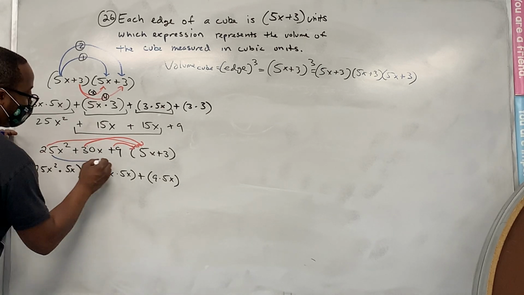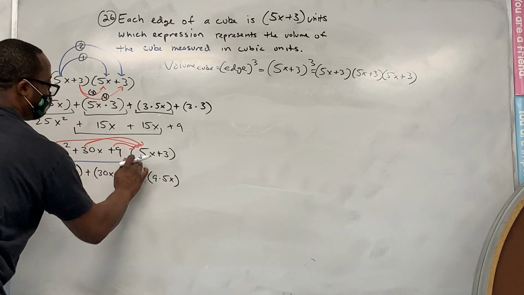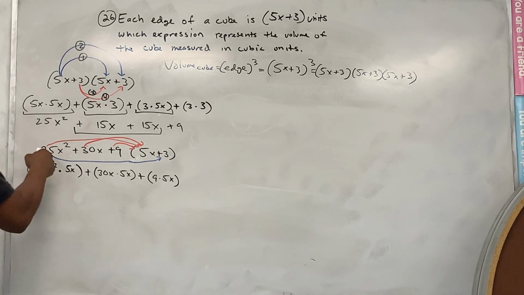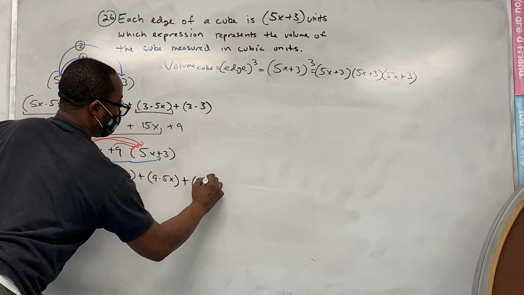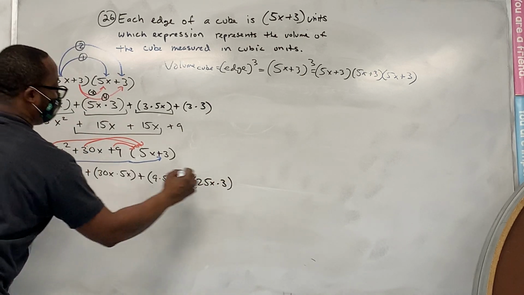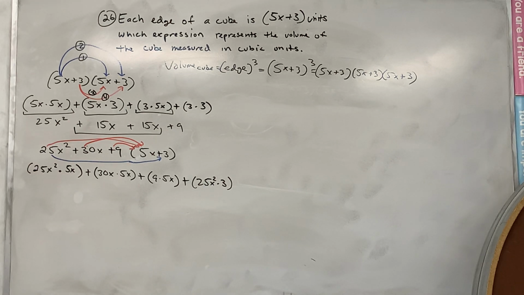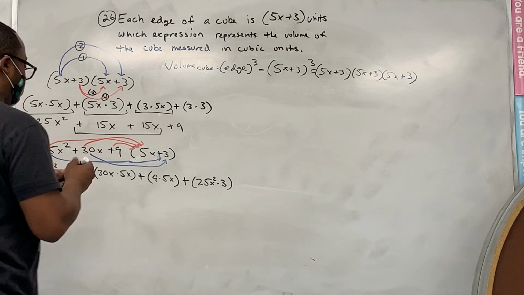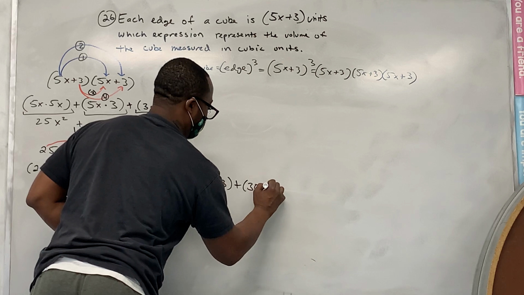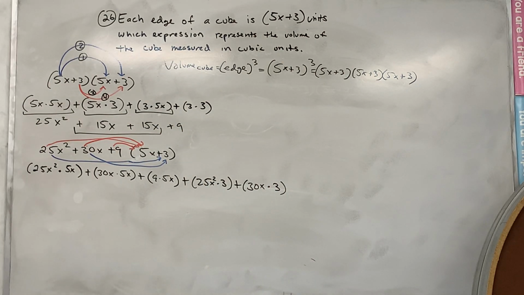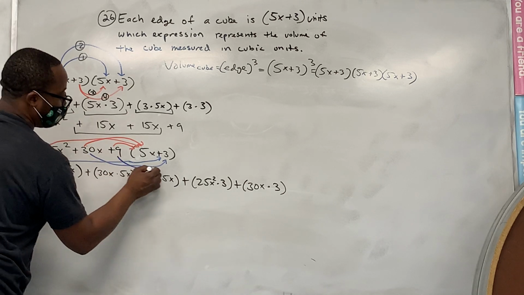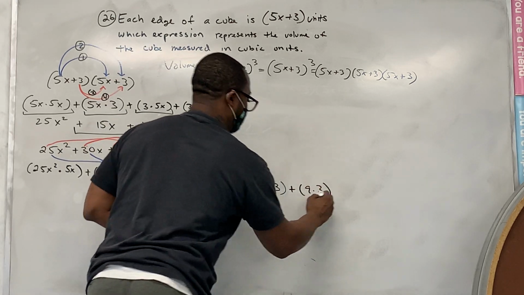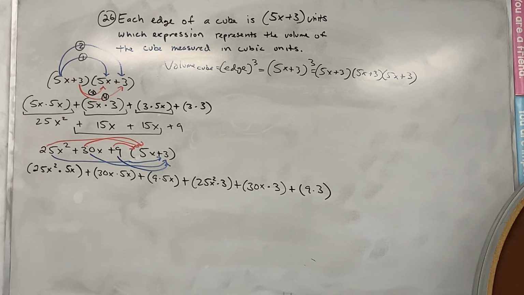Now first it's going to be 25x squared times the 3. Okay? And then we're going to write that down. The 25x squared times the 3. I don't want to forget that. Okay? Now, do the same thing. 30x times the 3. Then we're going to have the 9 multiplying against the 3 too. So, plus 9 times 3. Now we can bring everything down.